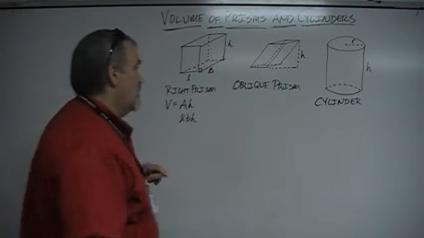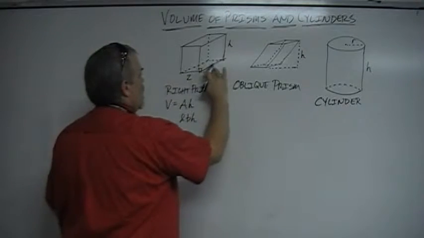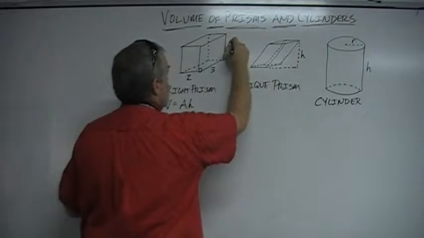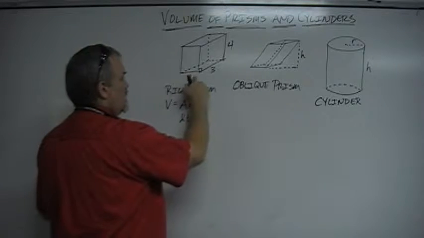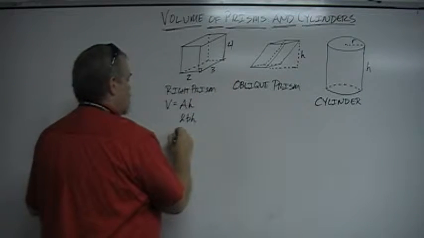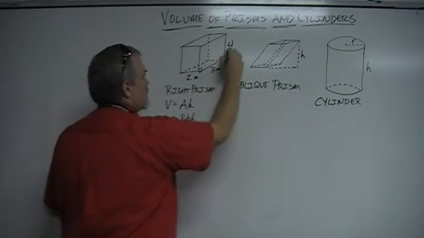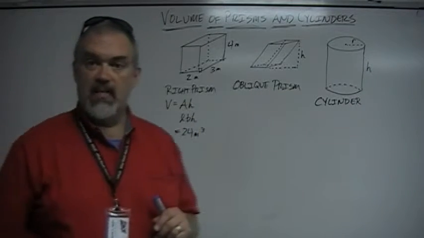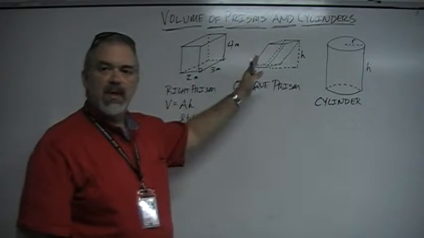So, for example, if we knew that this was 2, and this was 3, and this is 4, clearly not drawn to scale, then all we would have to do is say 2 times 3 times 4, which is equal to 24, and if they were in meters, then we would have meters cubed, or cubic meters. We're going to come back to the oblique prism. Oh, we'll do the oblique prism now.